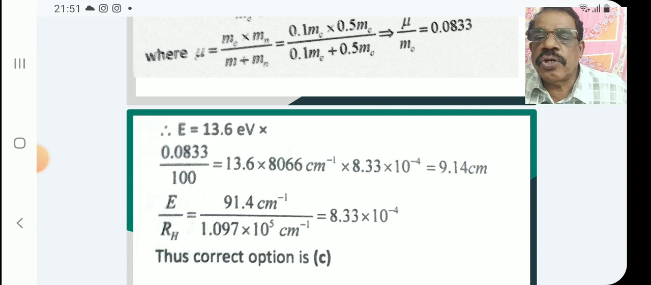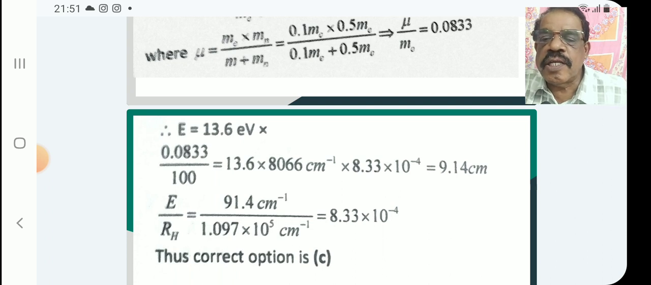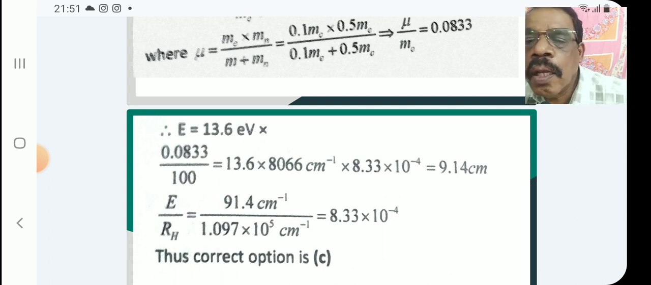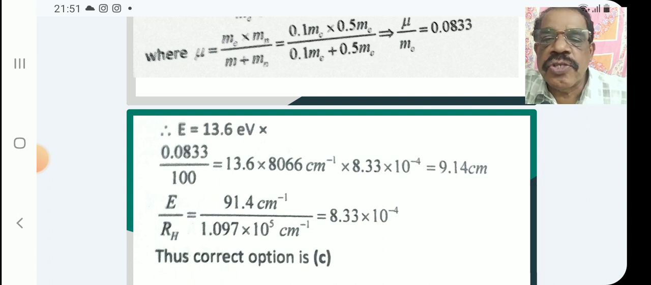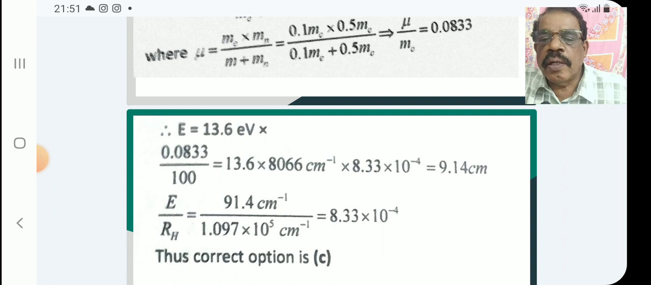So E by RH is equal to 91.4 centimeter raised to minus 1 by 1.097 into, that is Rydberg constant, 10 raised to 5 centimeter raised to minus 1, that is 8.33 into 10 raised to minus 4. The correct option is C.